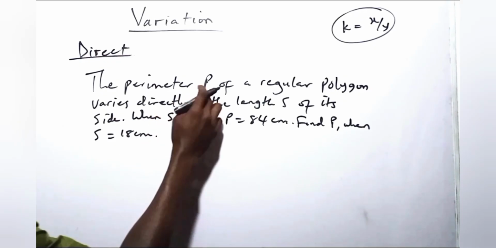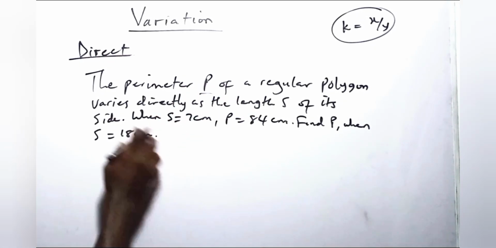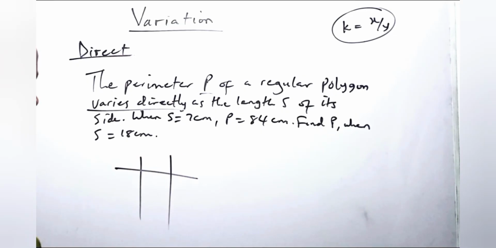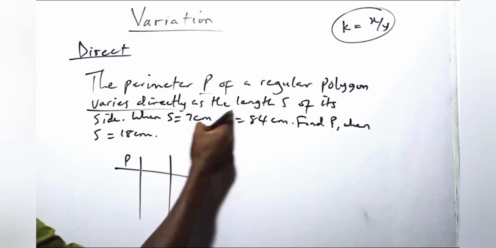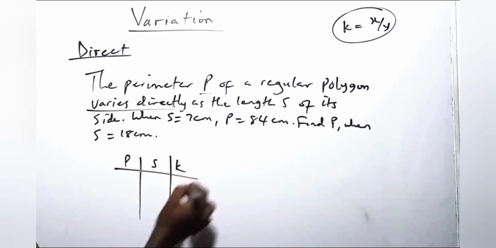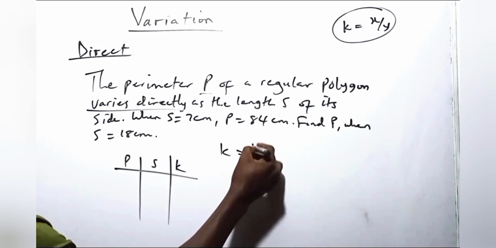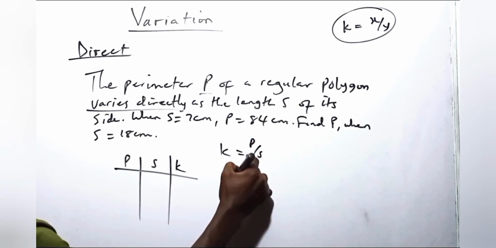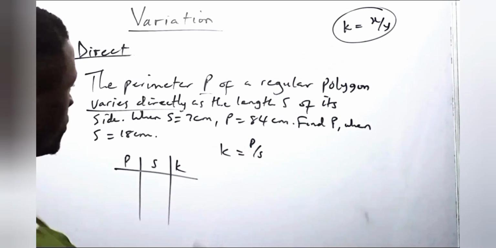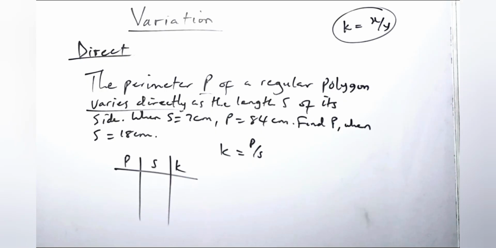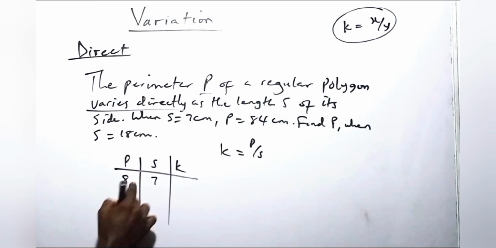The perimeter P of a regular polygon varies directly as the length S of its side. So we know that that's direct variation. So we need P here, and we need S here, but K is constant. Remember, under direct variation, K is equal to P over S. Now we were using X over Y, and I told you that it can be any letter. This is P over S. When S is equal to 7, P is equal to 84. So we have 84 here.